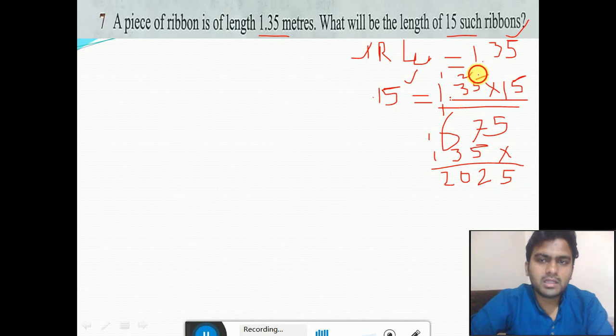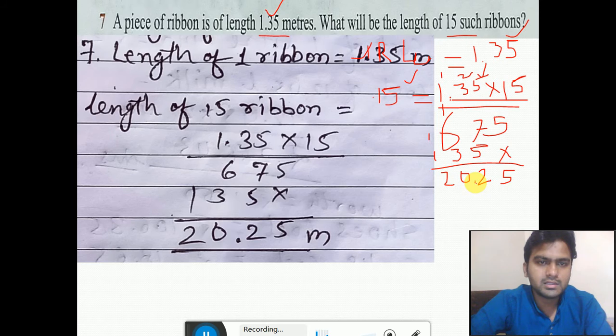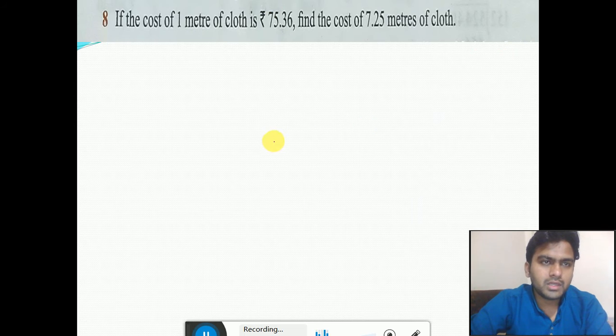Now where do you have to put the decimal point? Now see, in the multiplicand, after 2 places from the right there is a decimal point. Look here, 35. So from the right we will put a decimal point. So our answer is 20.25. Here is the solution. You just have to multiply by 15. 20.25 meters is your answer. Move on to the next question, number 8.